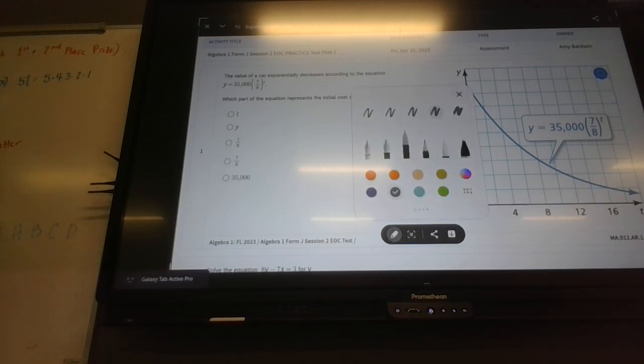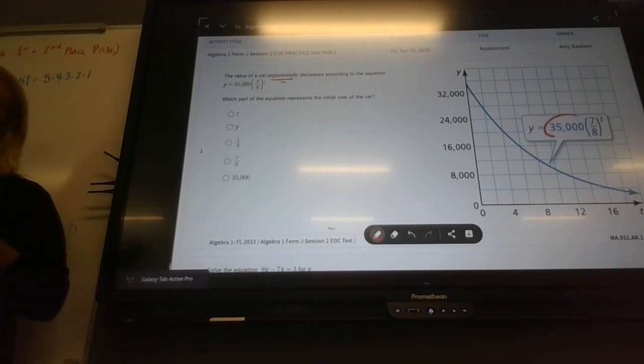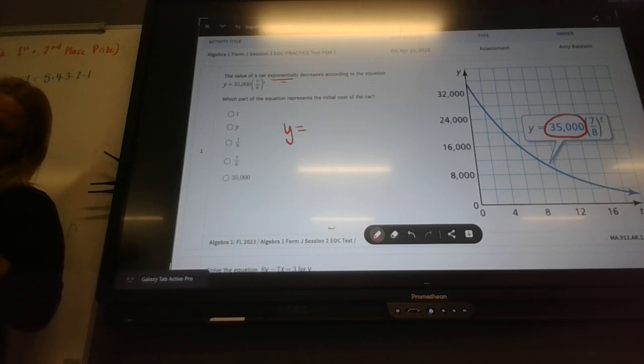All right, moving on. Okay, so number 1, the value of a car decreases exponentially. Which part of the equation is the initial cost? This one is one I hope everybody gets right. The initial cost is the $35,000. Was this number 1 for everybody? I'm still loading up. Oh, I got it right. I got that one.